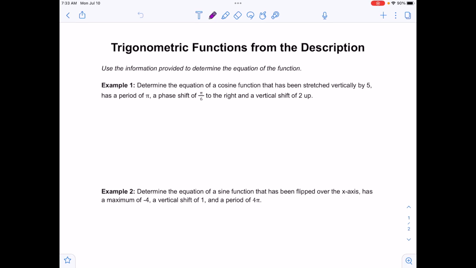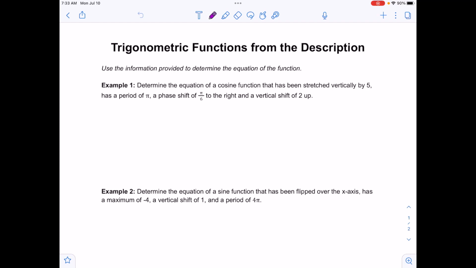So in our previous lesson, we talked about how to graph trigonometric functions given the equation. In the equation, we saw how that could translate to a description of the function or a description of the transformations of the function. And here we're going to go backwards.